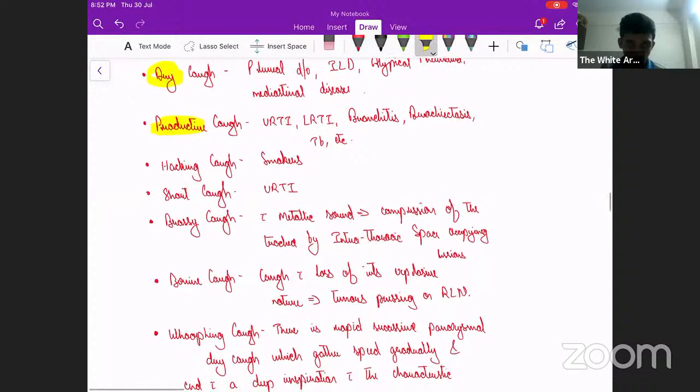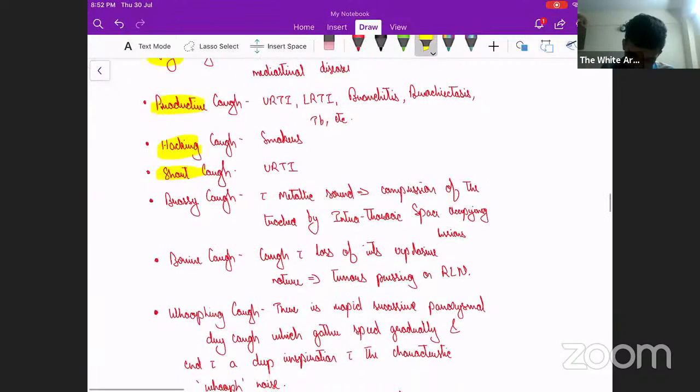So further, we will see how to deal with productive cough. Then there is hacking cough, which comes in case of smokers. Before coughing, there will be an inspiratory sound that will be made. That is why it is called hacking cough. Then comes short cough due to URTI. Local irritation will cause short bouts of cough. Next is brassy cough. Brassy cough is where there will be a metallic tone to the sound. Okay, so there will be a metallic tone to the cough.